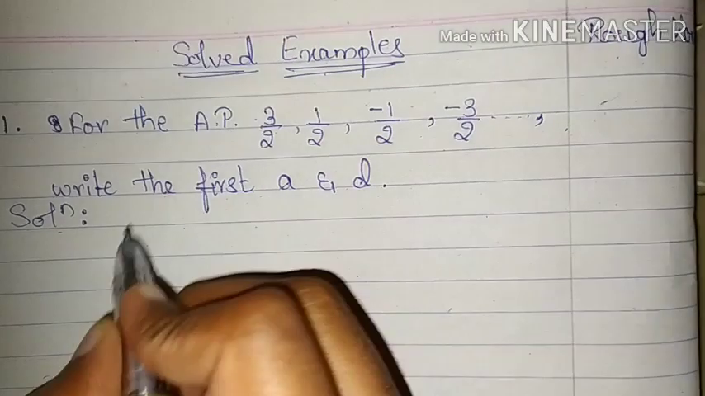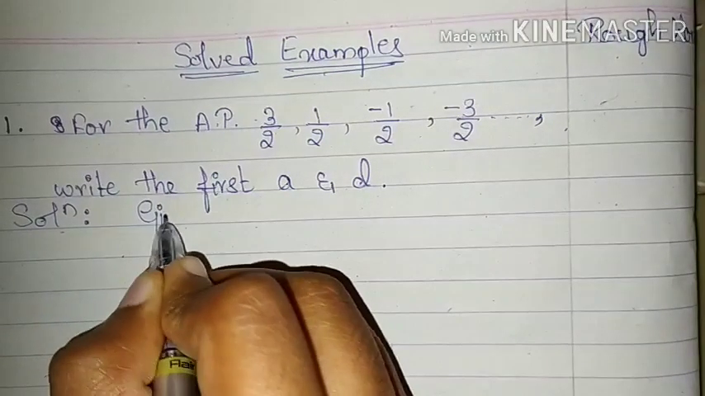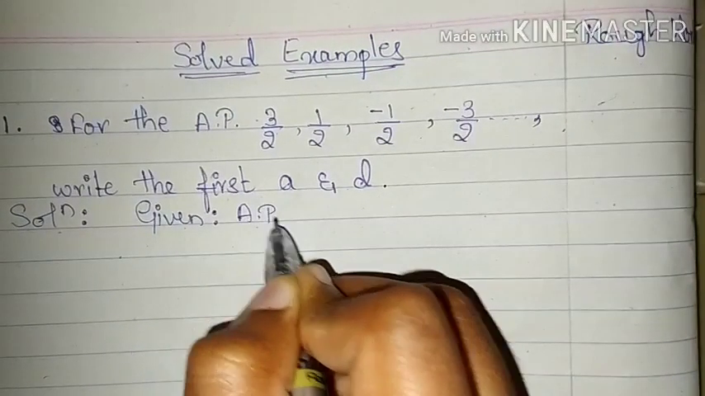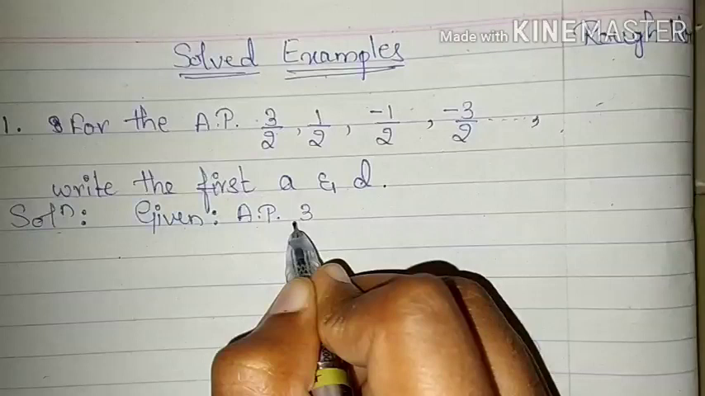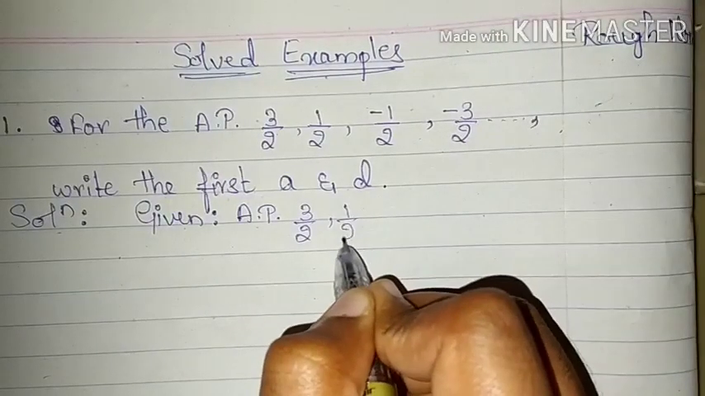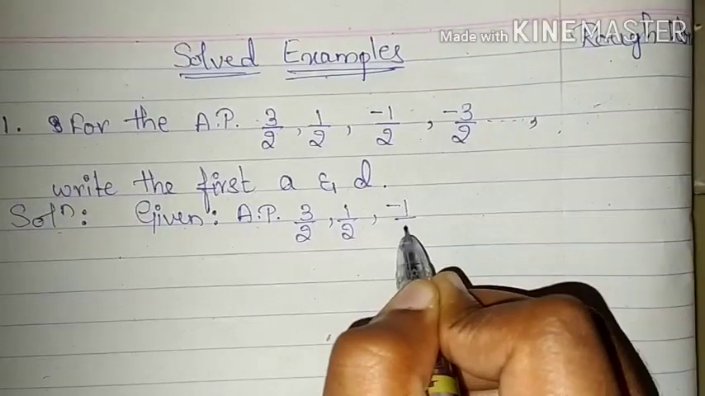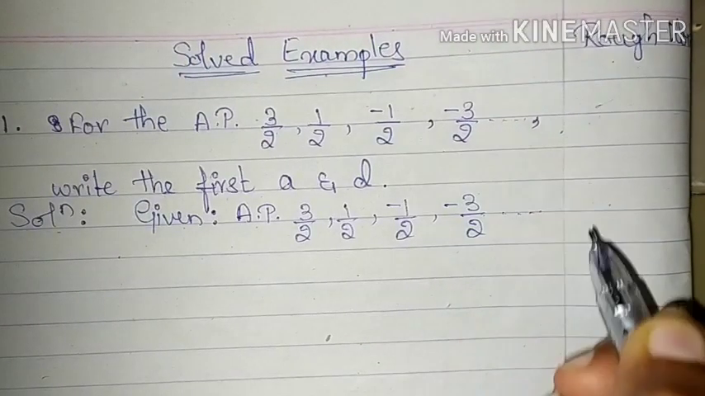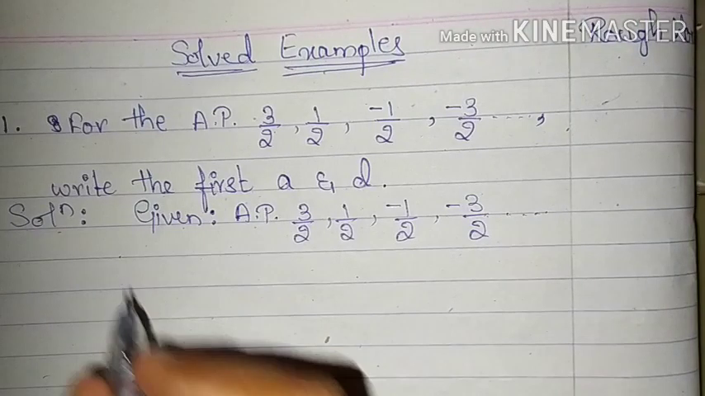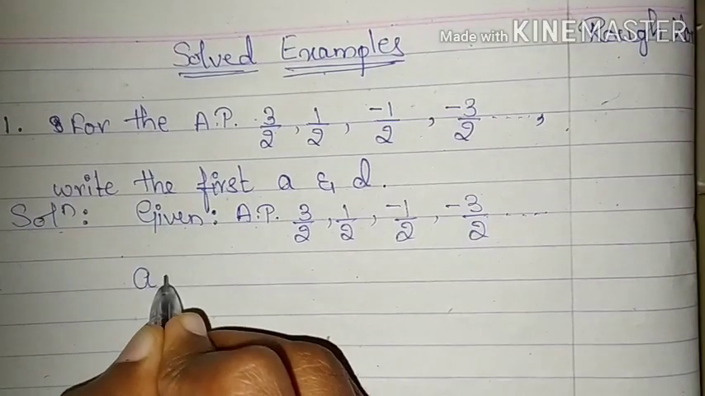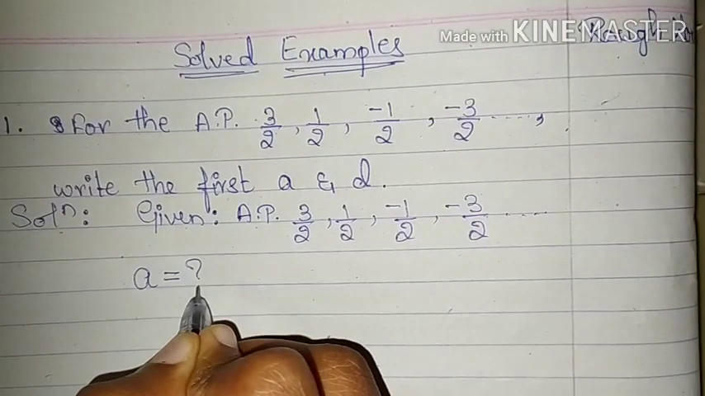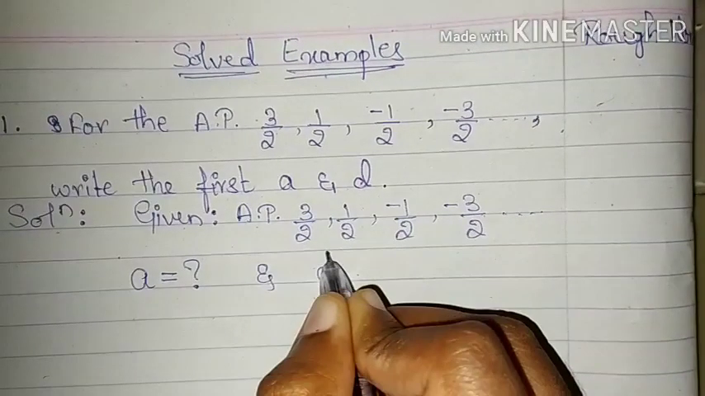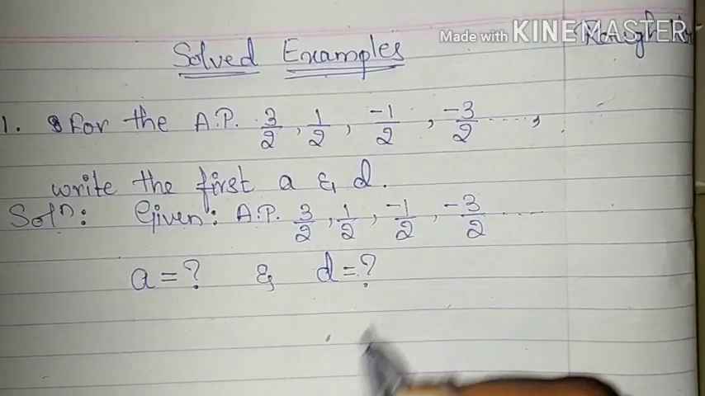So first, in the solution, let us write what is given. What have they given us? They have given us an AP 3/2, 1/2, -1/2, -3/2, and so on. What have they asked us to find out? They have asked us to find the first term, that is A, and the common difference d.